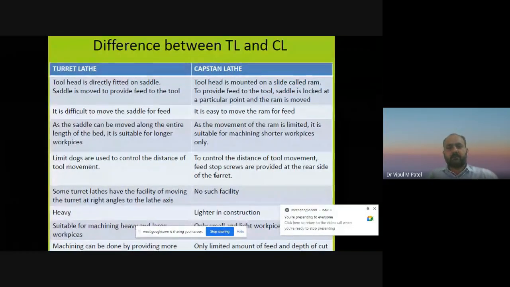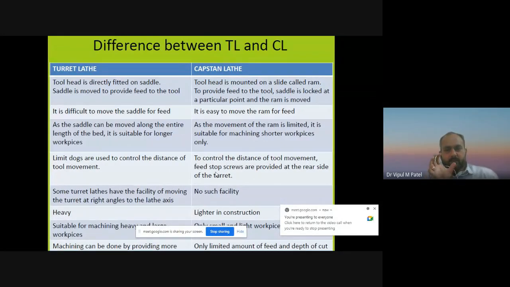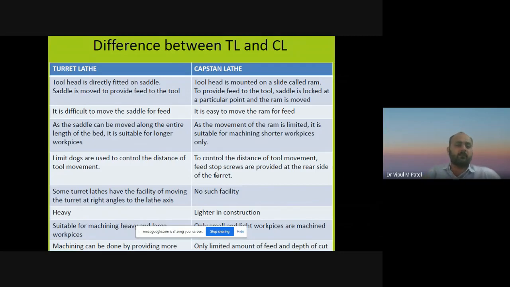In the capstan lathe we can operate only on a limited, shorter length of the workpiece, right? In the turret lathe, the limit dogs are used to control the distance of the tool movement.